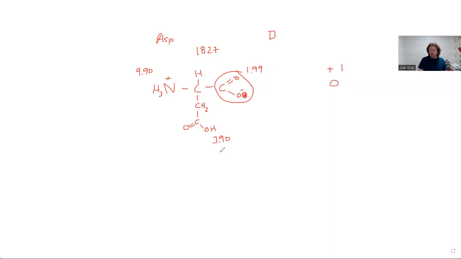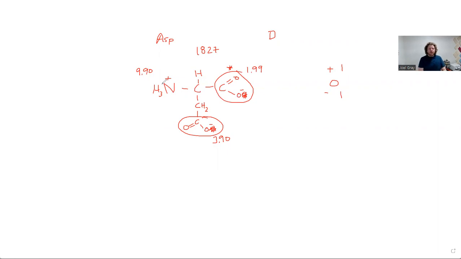At a pH of above 3.90, that means the C termini and the R group are both going to be deprotonated. So that's 2 negative charges where your N termini remains positively charged. So that means that this molecule at a pH of above 3.90 is going to have a -1 charge.